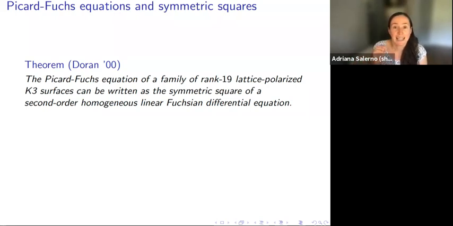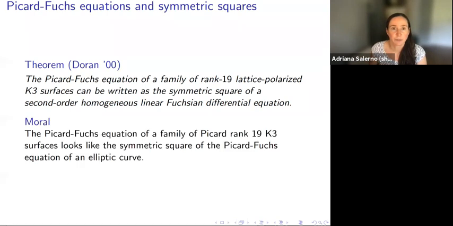K3 surfaces can be written as a symmetric square of a second order homogeneous linear Fuchsian differential equation. Okay. And so that is sort of the big thing that puts everything together. So if you know that your K3 surface is rank 19, lattice polarized, then you know that the Picard-Fuchs equation, which is this equation that collects information about the geometry, is a symmetric square of a simpler differential equation. Okay, so that's super cool.